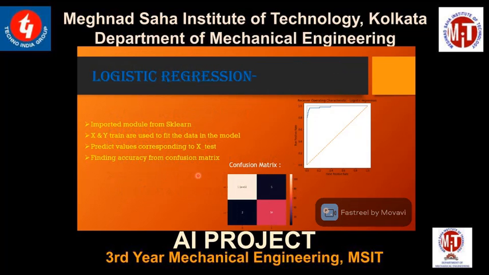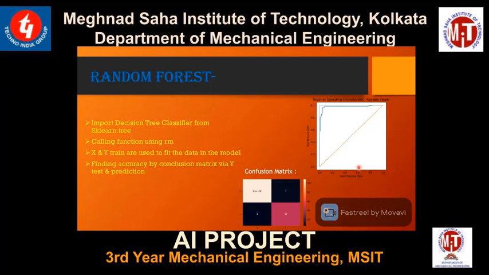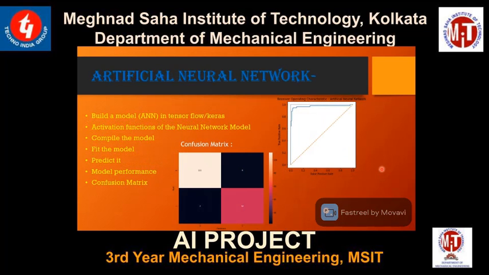So in logistic regression, we did the training part. We have presented the confusion matrix of it over here. Then this is the ROC curve, and the significance of the ROC curve is that the more the area under the ROC curve, the better the performance of that model. So for decision tree, the confusion matrix is here, and the ROC curve is here. Then the same for random forest as well, the confusion matrix over here, and the ROC curve has been shown over here. For artificial neural network also the same thing has been done, and the ROC curve has also been shown over here.